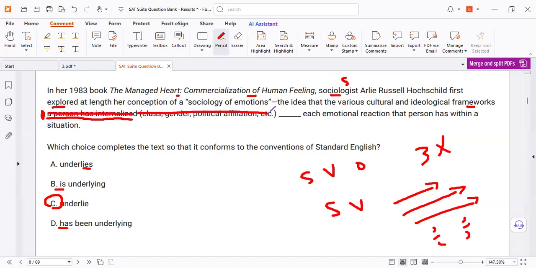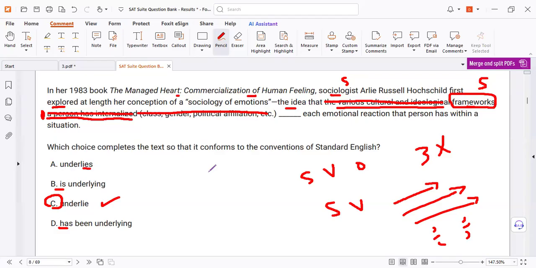Non-essential, we deleted. Now ask yourself, who or what can underlie emotional reaction? The idea or the framework? The cultural, theological frameworks? Of course, the idea is abstract now. Now you are in a trap. Where is the subject? The subject must be a noun or pronoun, so delete adjectives or adverbs. So frameworks is the subject. Underlie is the verb.